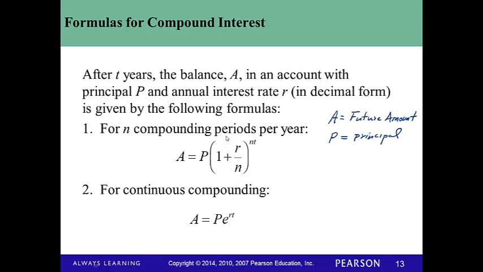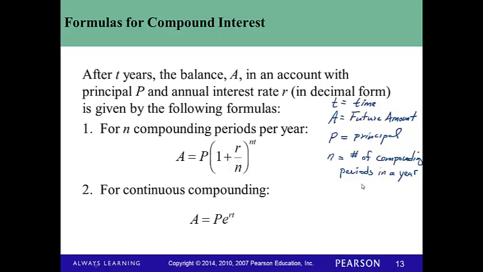So A, the future amount, equals P, which is your principal, like they said, and then parentheses means times. Now all of this is being raised to the nt power. So 1 plus R, which is your rate, and like they said, make sure it's in decimal form, divided by n, where n is the number of compounding periods in a year. And give me a second, after I explain this part, we'll go back to n. And all of this is raised to the n times t power, where t is just time.